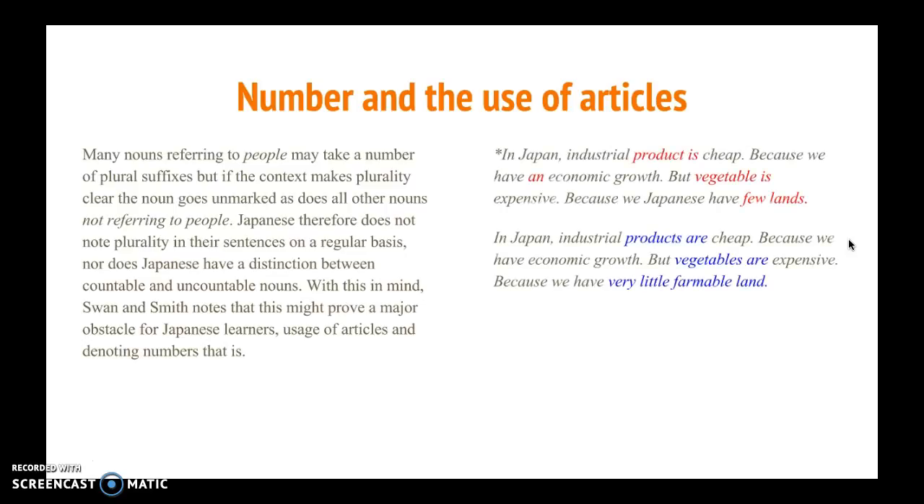Let's take an example. In Japan, industrial product is cheap because we have an economic growth, but vegetable is expensive because we Japanese have few lands. Well, this should probably be: In Japan, industrial products are cheap because we have economic growth, but vegetables are expensive because we have very little farmable land.